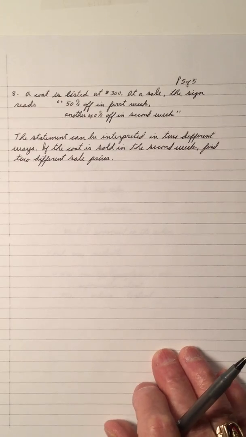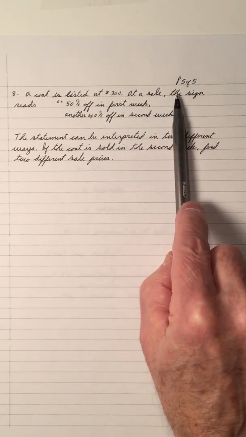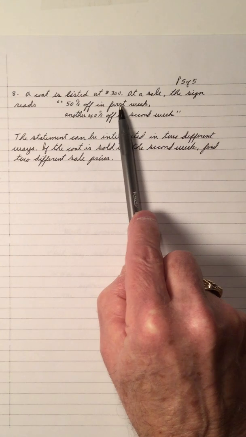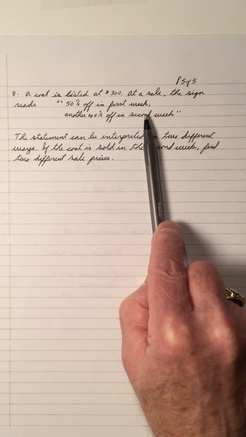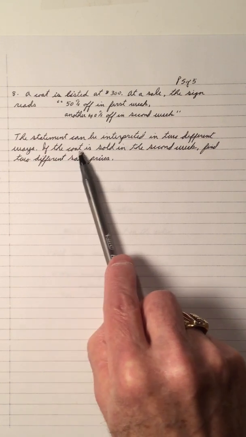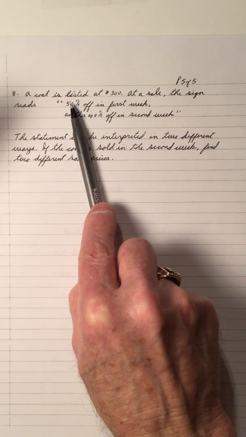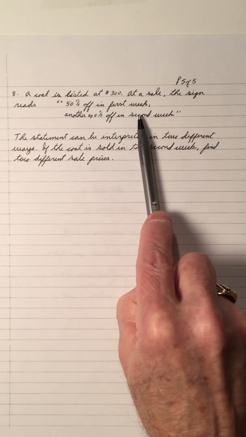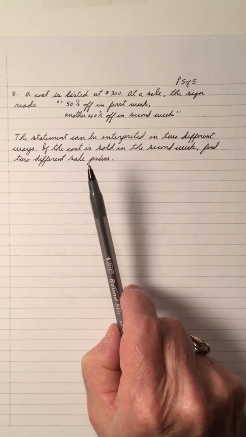Sometimes when I go into a store and I see a sign posted, a coat is listed at $300. At a sale, a sign reads 50% off in the first week, another 40% off in the second week. And I say, what does that mean? Well, this statement can be interpreted in 2 different ways. If you sell it in the first week, you just get the 50% off. But what about if it is sold in the second week? Find two different prices. Well, let's see how.